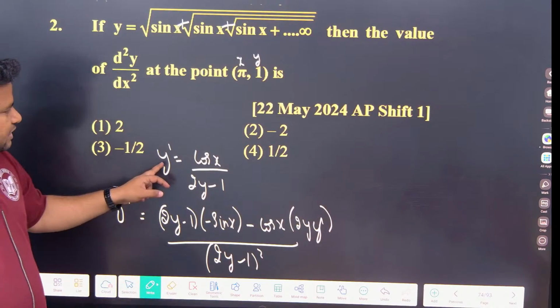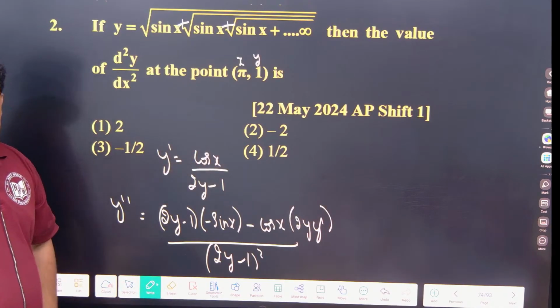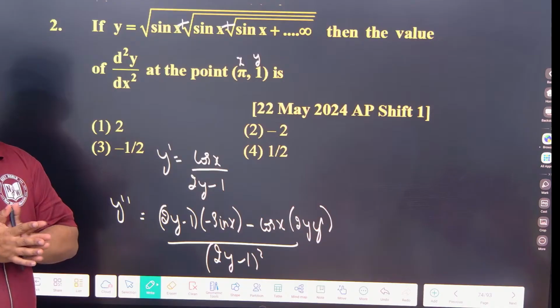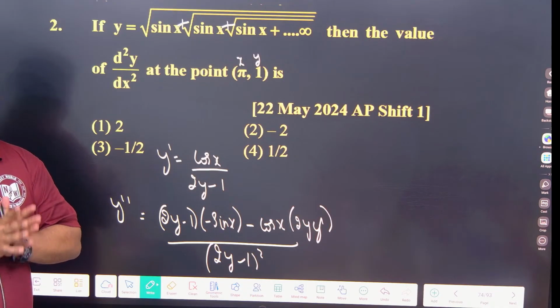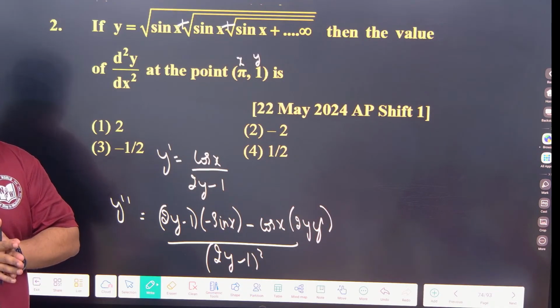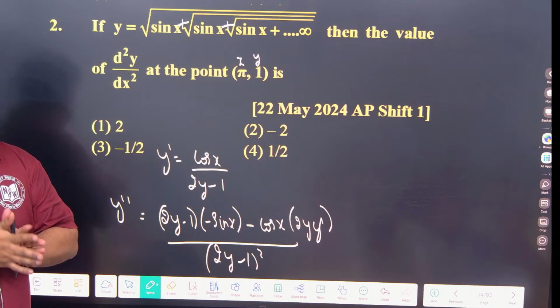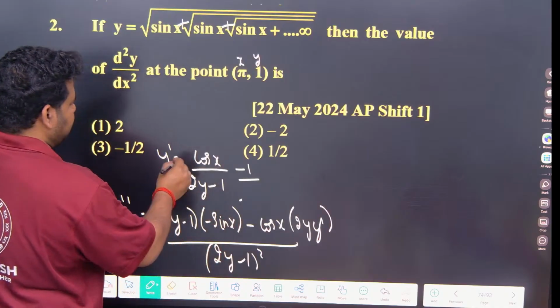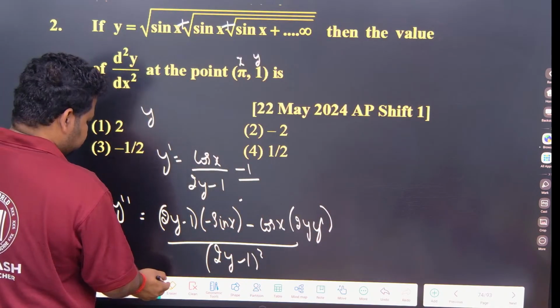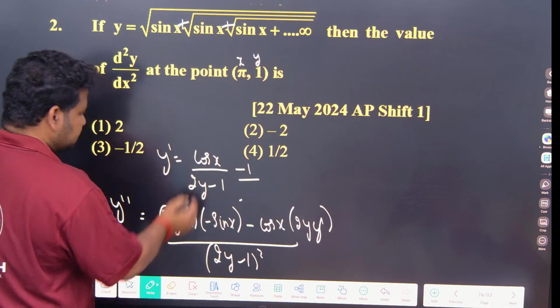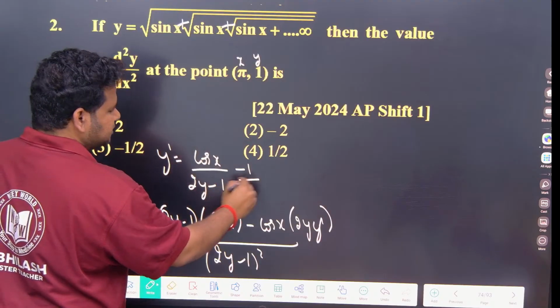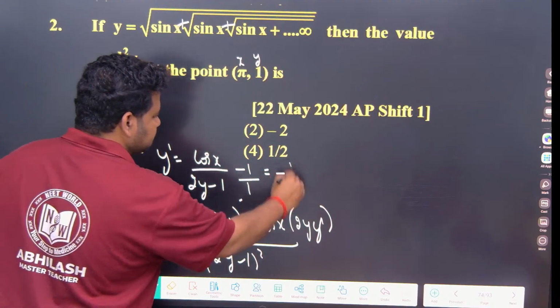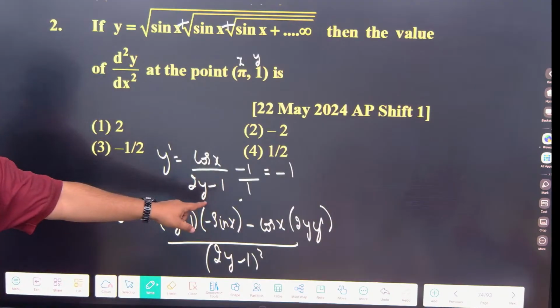Now for y dash, let us put the value. Cos pi is minus 1: odd pi is minus 1, even pi is plus 1. So this will be minus 1 divided by 2y minus 1. With y equal to 1, 2y minus 1 means 2 minus 1 is 1, so the answer is minus 1.